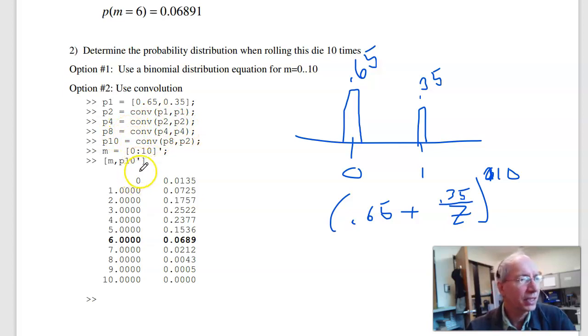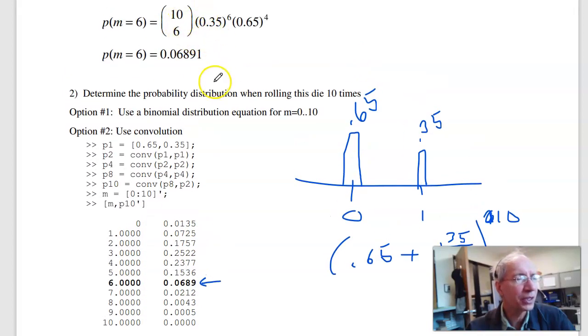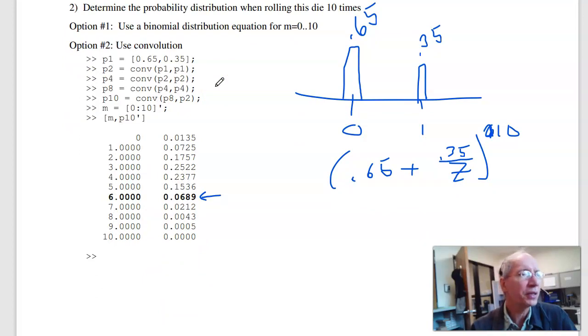Now if I check, here is the number of successes, here's the probability, and successes matches up with what I did before. So either method is valid. Convolution is actually a lot harder, unless you have MATLAB, then it's actually easier. But it gives you the same answer. Plus, convolution gives you the probability of each number of successes. So being 10 out of 10, basically it's not going to happen.